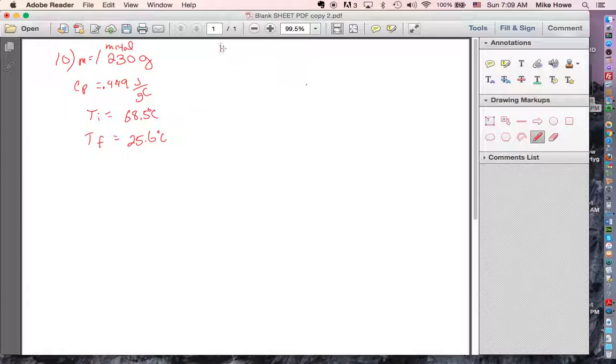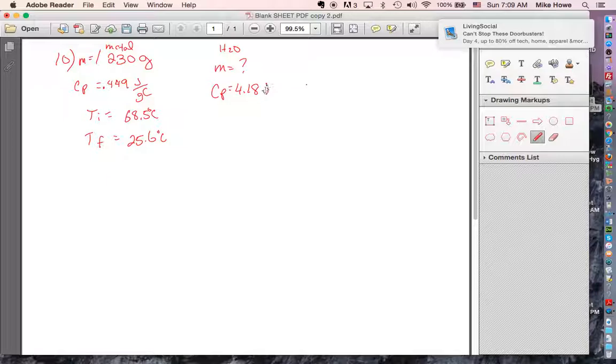All right, for the water, you don't know the mass. You do know the specific heat capacity of water. It's 1 calorie per gram degree C, but 1 calorie is 4.18 joules, and we most often will use joules. So 4.18 joules per gram degree C, which means it takes 4.18 joules of energy to raise 1 gram by 1 degree.